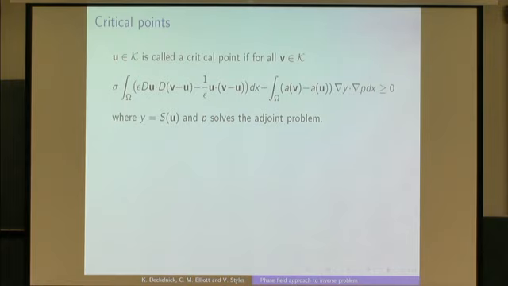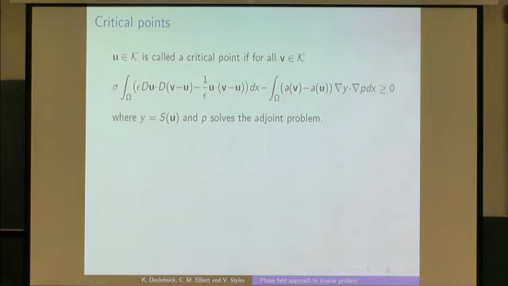And what it really is, it's a system for 3 variables. For the phase field variable u, this is here, it's a vector valued phase field variable. Then the y appears in here. y is the solution of the elliptic problem for the given u, and for the p. And p solves the adjoint problem. So it's a system where you have a variational inequality and 2 boundary value problems.